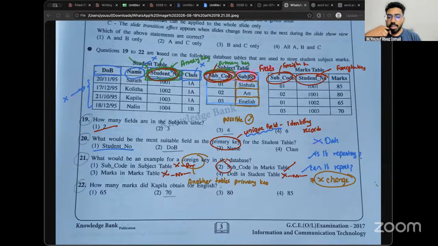But in the marks table, subject code is repeating, right? Did I tell you foreign key will not repeat? No. Then what? If it's a primary key only, it will not repeat. I never said foreign key will not repeat.